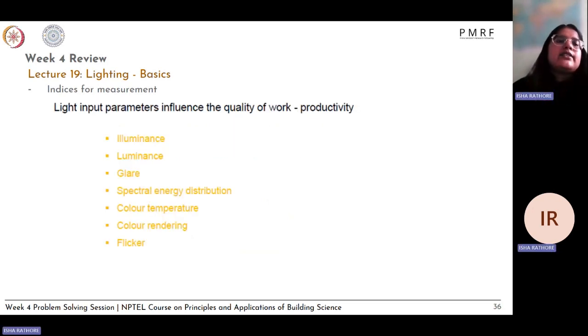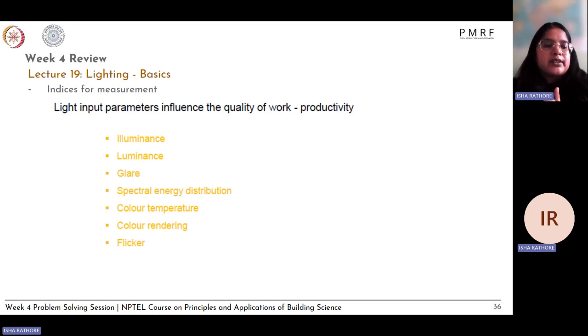Okay. Then we have indices for measurement. So we have these light input parameters which influence the quality of our work or our productivity. So we have illuminance, which is the amount of light coming on a particular surface. Then you have luminance, glare, the negative effects of glare, the spectral energy distribution, color temperature, color rendering, flicker.